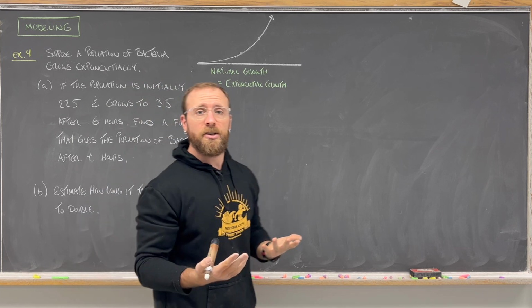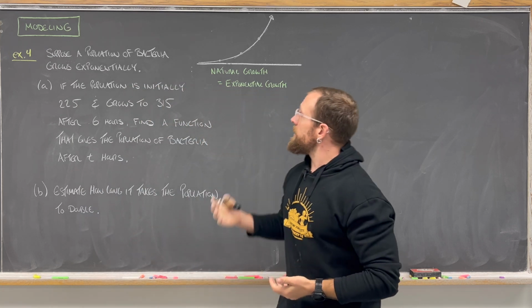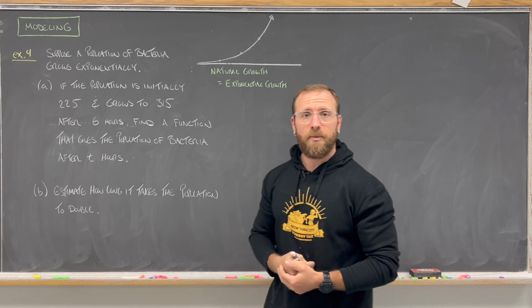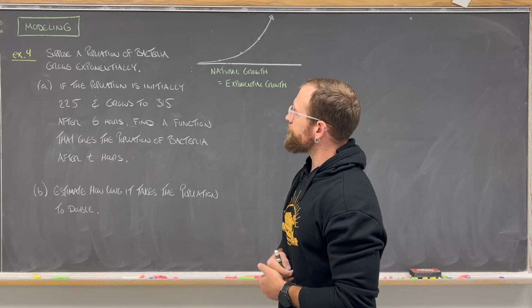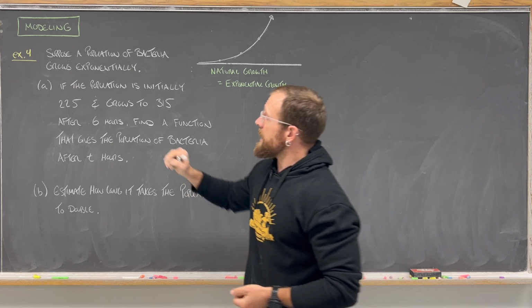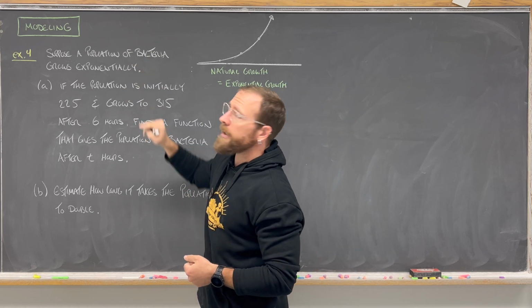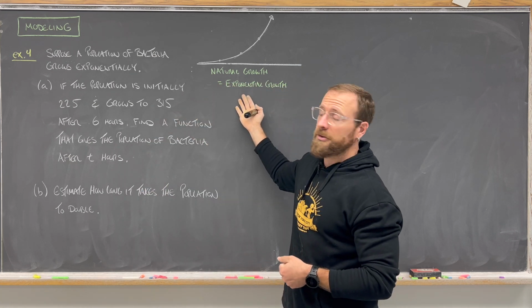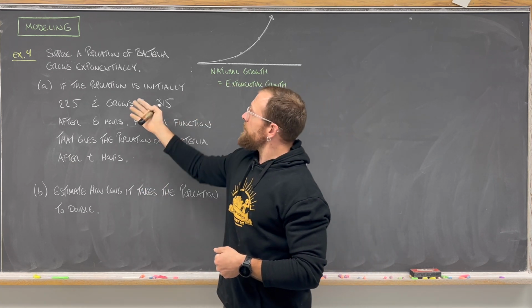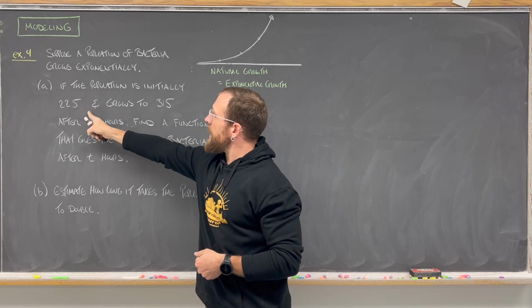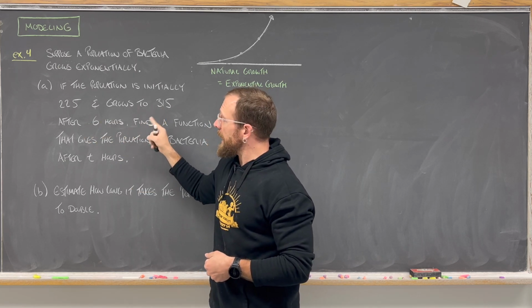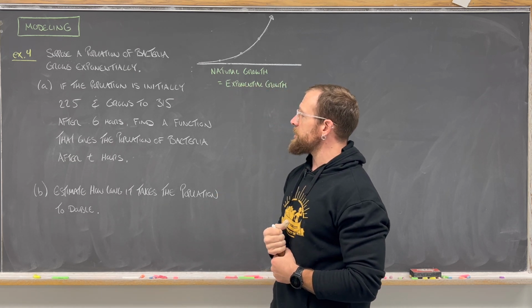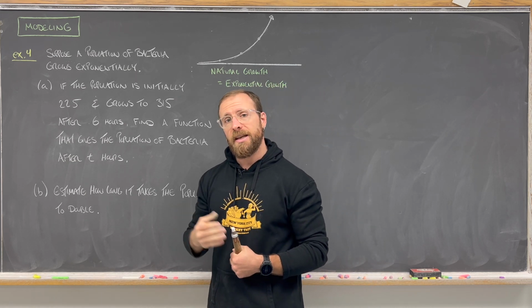And so exponential functions are used to model this type of growth in populations. And here's an example that we can tackle at this point. It says, suppose a population of bacteria grows exponentially. And from that discussion, that's a kind of natural assumption to make. If the population is initially 225 and grows to 315 after 6 hours, find a function that gives the population of bacteria after t hours.